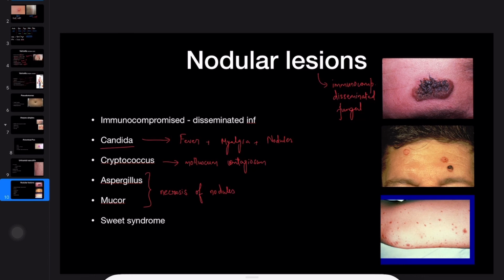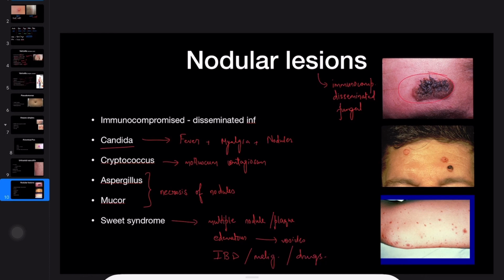Sweet syndrome should be considered in individuals where you see multiple nodules or plaques, and they will be very edematous, even so much so that they will look like vesicles. Sweet syndrome is seen in patients who have inflammatory bowel disease or who have some malignancy or who have taken some specific drugs. Now let us look at the images.